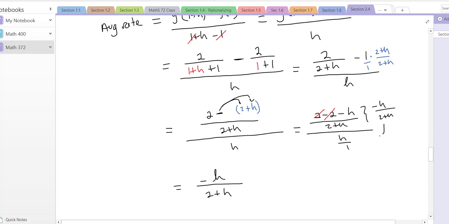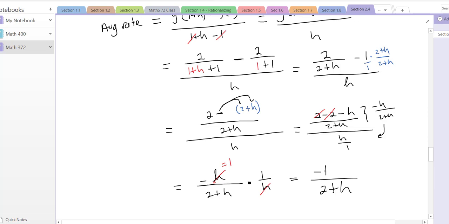But then I have divided by this guy. So divided by h over 1 is the same thing as multiplying by 1 over h. When you divide by a fraction, it's the same thing as multiplying by the reciprocal. And now I can cancel, h divided by h is 1. So we're left with negative 1 over 2 plus h. So the average rate of change in this case is negative 1 over 2 plus h.